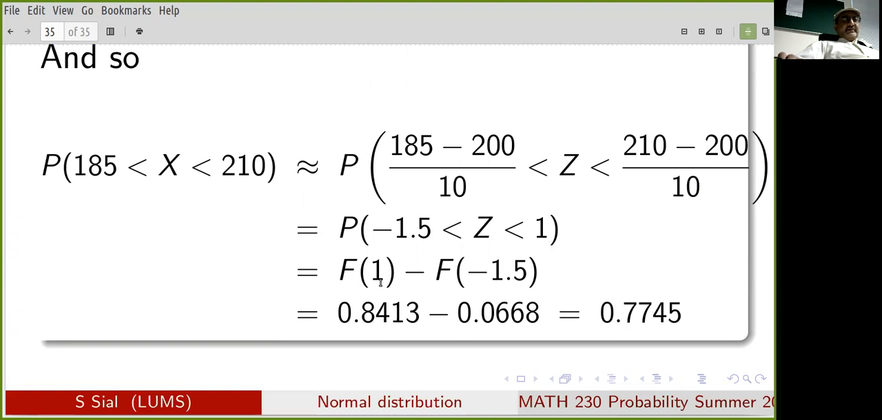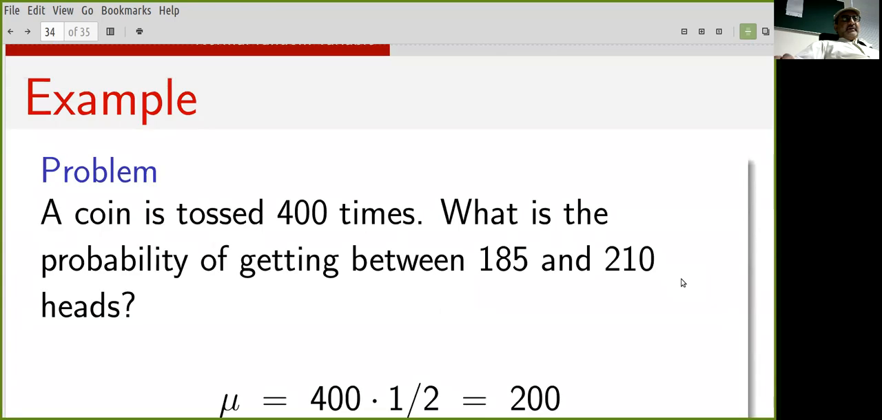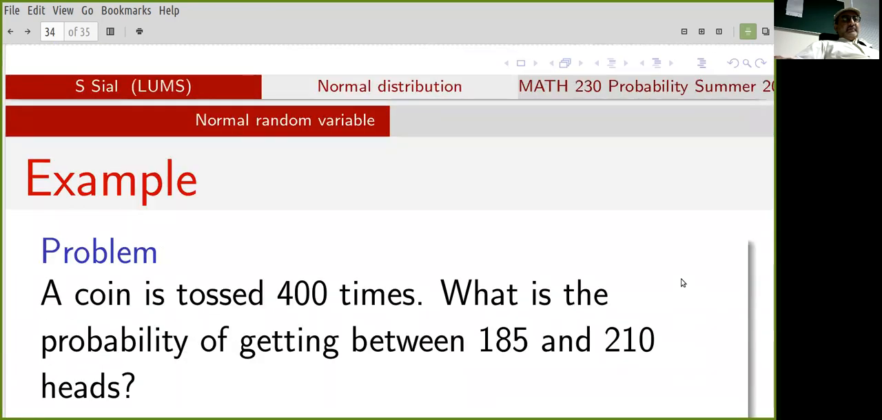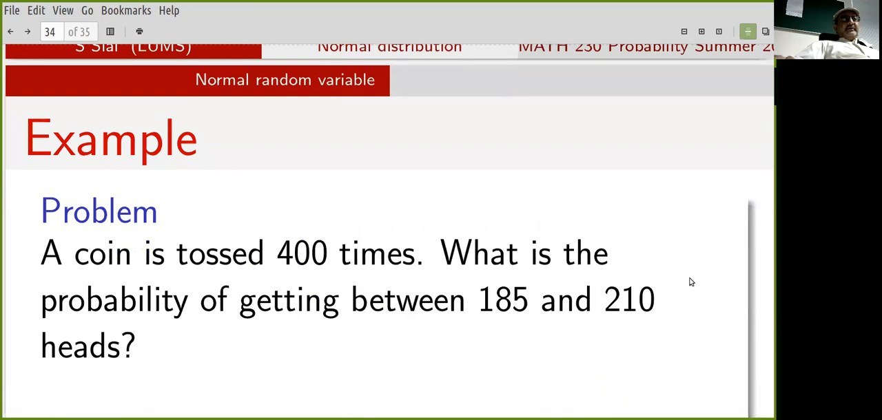And that's the CDF for the standard normal at 1 minus the CDF for the standard normal at minus 1.5. Now we use our table, or we use the online form, and we get that this is 0.8413 minus 0.0668, and that's equal to 0.7745. So that would be the probability, approximately, of getting between 185 and 210 heads.